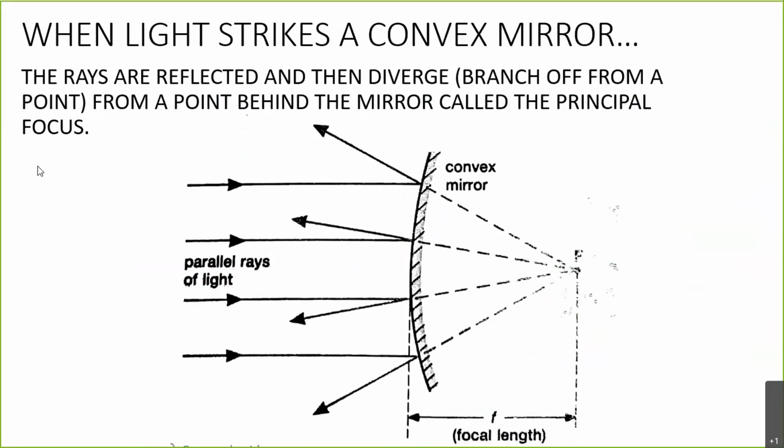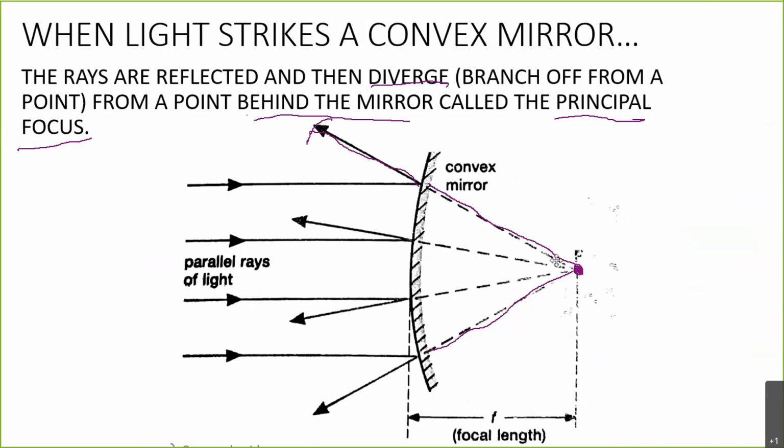Convex mirrors, they do the opposite. So instead of meeting up at a point after they've been reflected, what we observe is that all of the light rays spread out, or diverge. Diverge means to spread out. And if we trace the rays back, they all seem to be coming from a common point behind the mirror. And that's the focal point for this type of mirror, for the convex mirror. So the rays are reflected and then they diverge, seemingly branching off from a point behind the mirror.